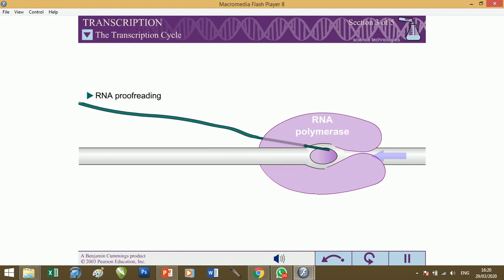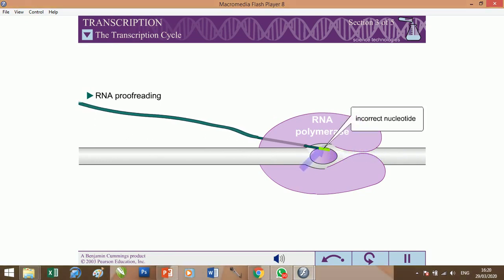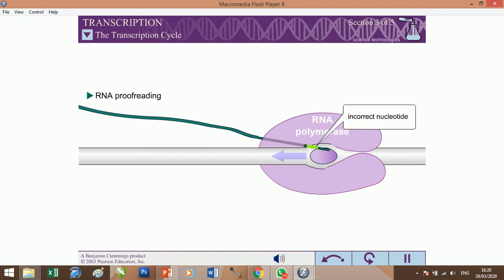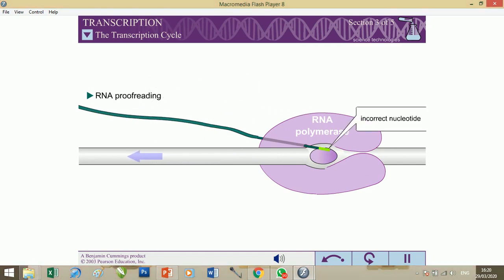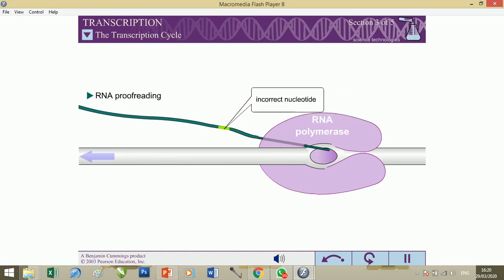The proofreading activity of RNA polymerase is less efficient than that of DNA polymerase. While the proofreading activity of DNA polymerase only allows about 1 mistake per 10 million nucleotides, the proofreading activity of RNA polymerase allows about 1 mistake per 10,000 nucleotides. RNA polymerase has two proofreading mechanisms.